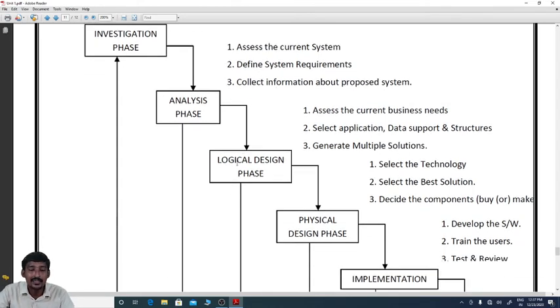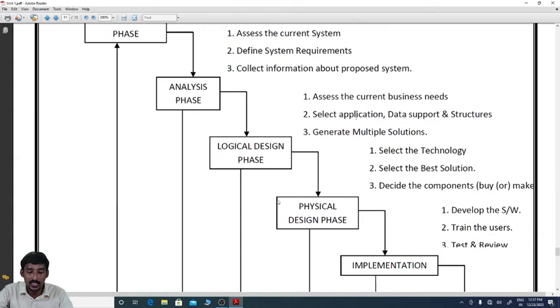The third one is called the logical design phase. It is a layered approach. Now we have some idea about the proposed system. Next, we assess the current business needs, and based on that we identify the application as well as the type of information you need and the format you need. Based on that, we provide different kinds of possible solutions for the problem. That is called logical design.